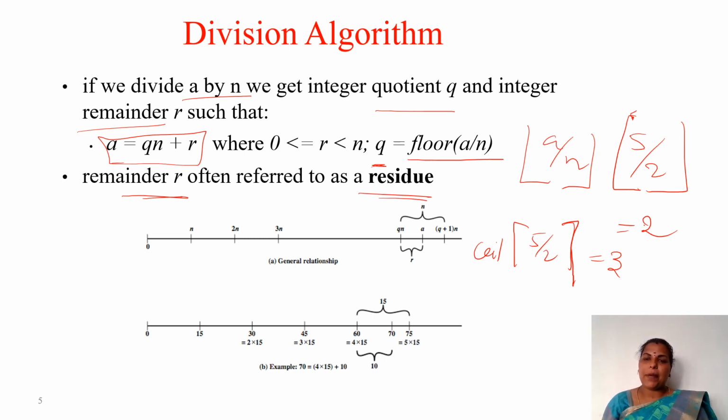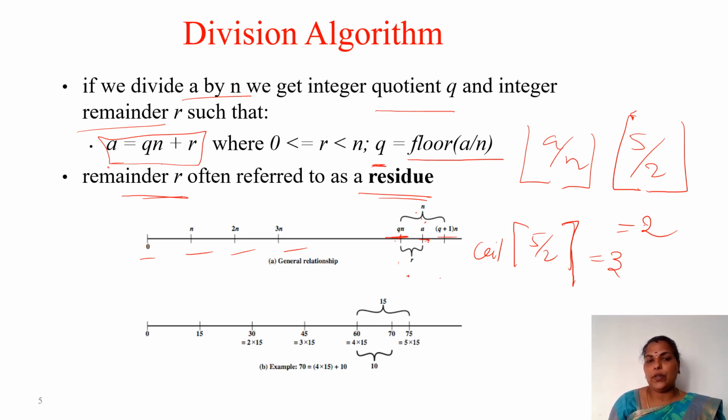So here you see the pictorial representation. Here 0, then n, 2n, 3n, likewise it goes on up to qn, a, then (q plus 1) times n. Here the remainder is the gap between qn and a. So a equals qn plus r, where r lies between 0 and n: 0 less than or equal to r, less than n.